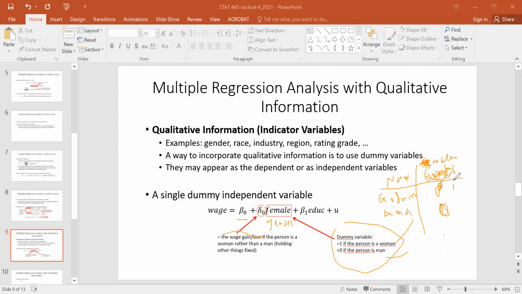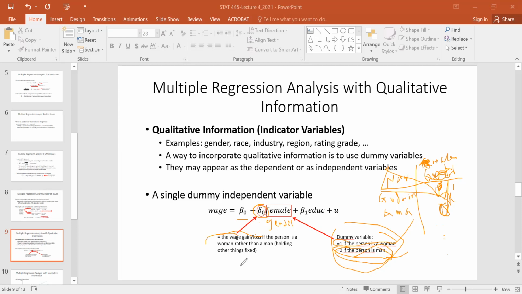Okay. Because the 1 is for women and the 0 is for men, the one that takes the 0 is called a base category. It's called a base category. And you compare the one which takes a value of 1 to the base category. So because 0 is for men, everything here is being compared to men. So I will say that female make delta 0 more than men, because men is the base category.